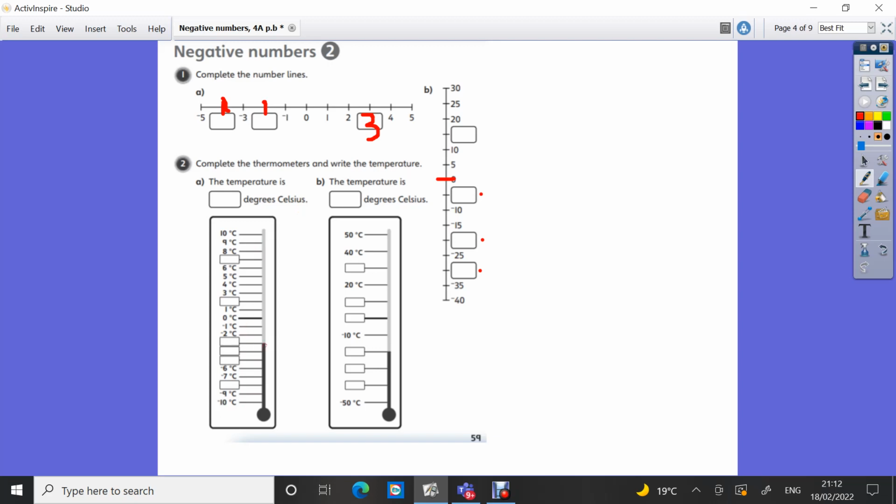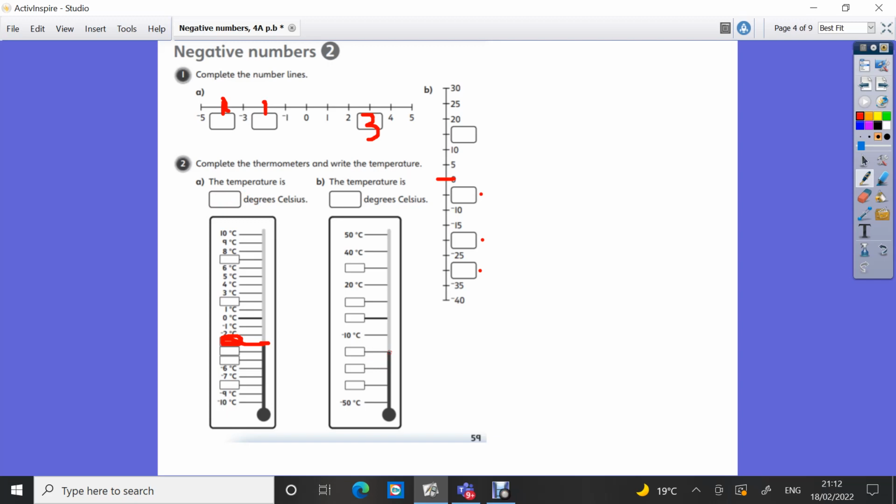Here we have to see how much temperature is mentioned. Look here. This is counting by ones only. 0, -1, -2, and then what comes here? It's 1 degree less than -2. This comes -3. So the answer here will be -3.